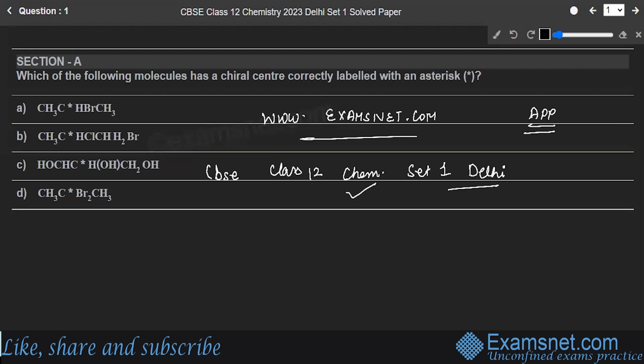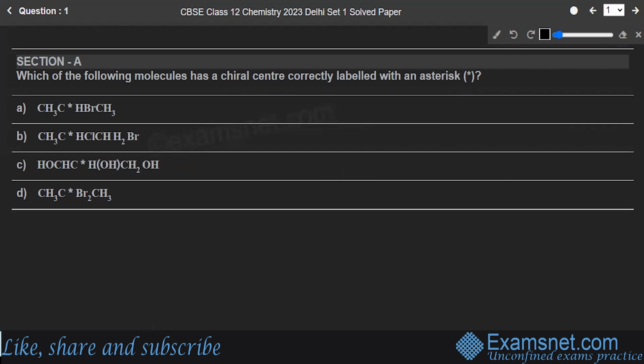It says, which of the following molecules has a chiral center correctly labeled with an asterisk? Okay. Let's look at all of these. If I'm looking, then the central one, that is B1, has the arrangement CH3, C, Cl, here will be CH2Br and here is your H. Now, an atom with all 4 different groups bonded to it in such a way that it has a non-superimposable mirror image has the chiral center.